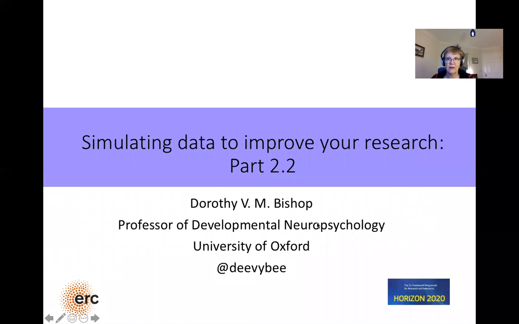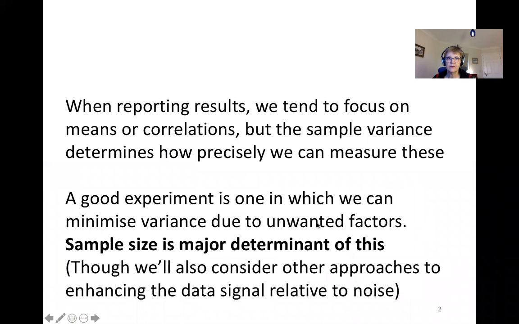Okay, so we're now on part 2. When we report results, we often are mostly focused on the main statistic, the means or differences in means or correlations between two things. But the variance is really very important because it determines how precisely we can measure these. A good experiment is one in which we minimize variance due to unwanted factors. And sample size is a major determinant of this.